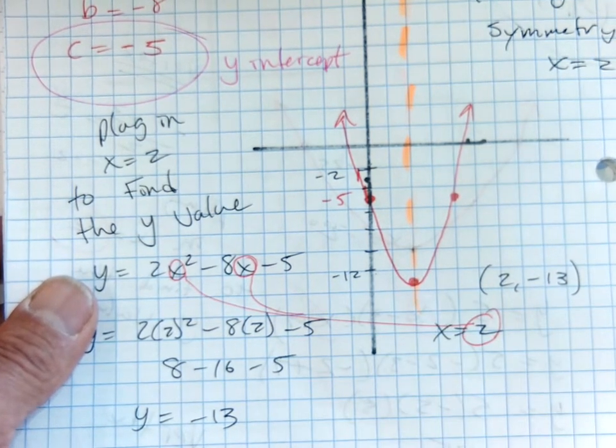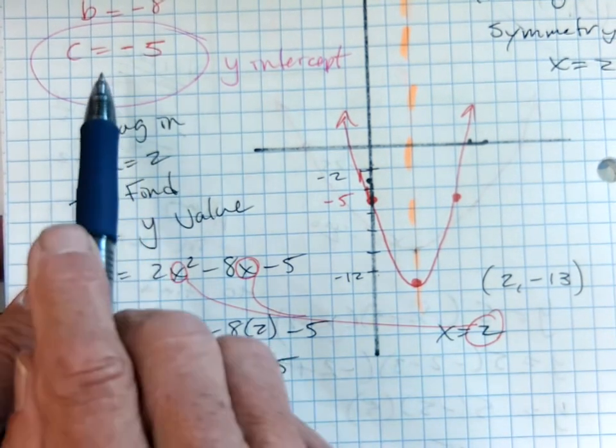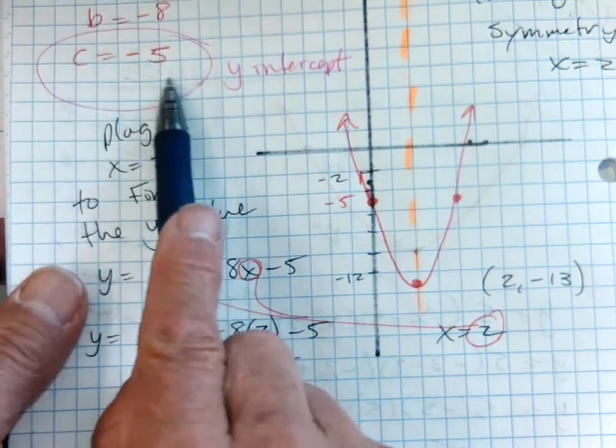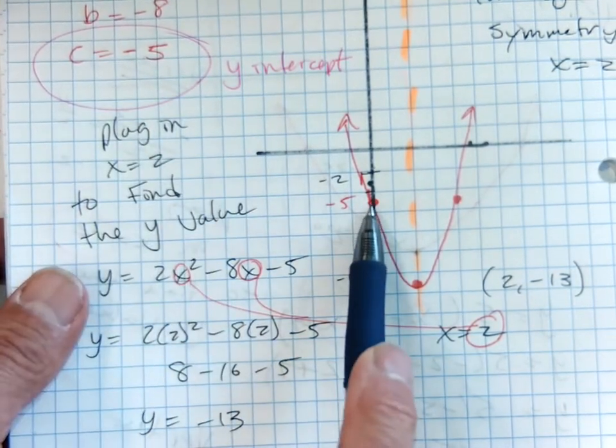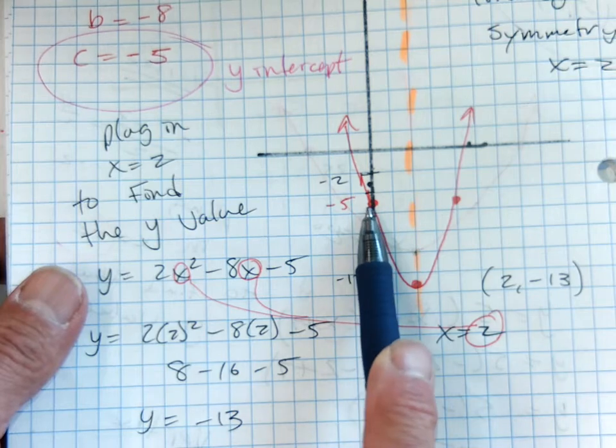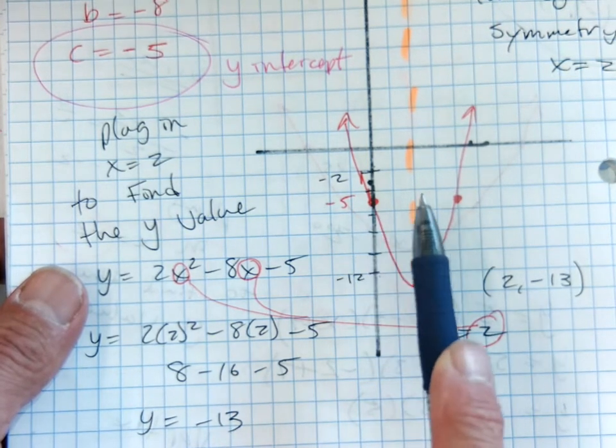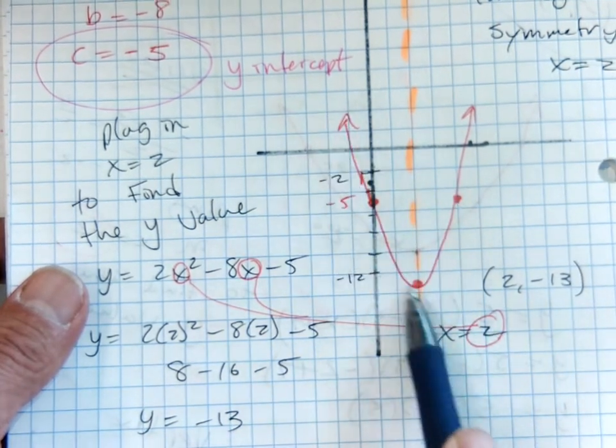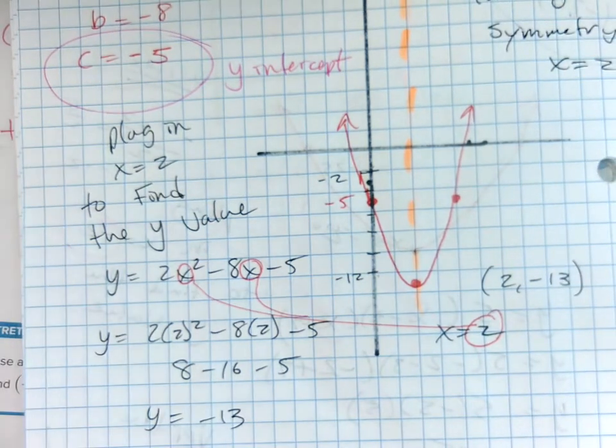Now, I have one more point, and that is I know in general form that the c is the y-intercept. So I can graph my y-intercept at negative 5. I can fold it over and get a third point and graph my parabola. Okay, that's all I have.